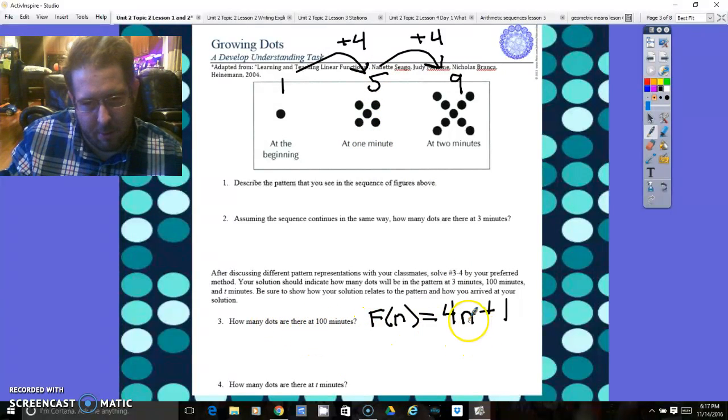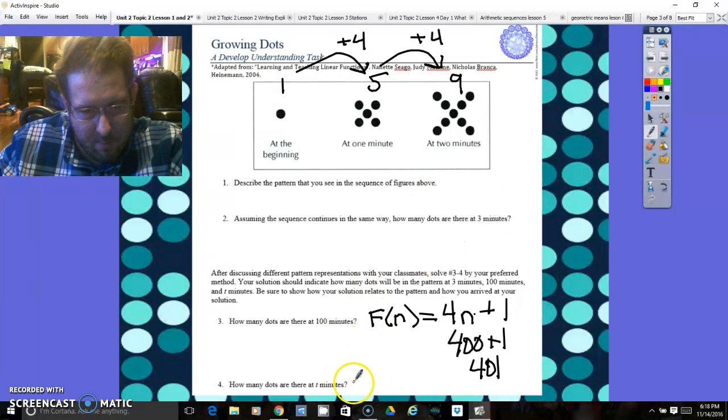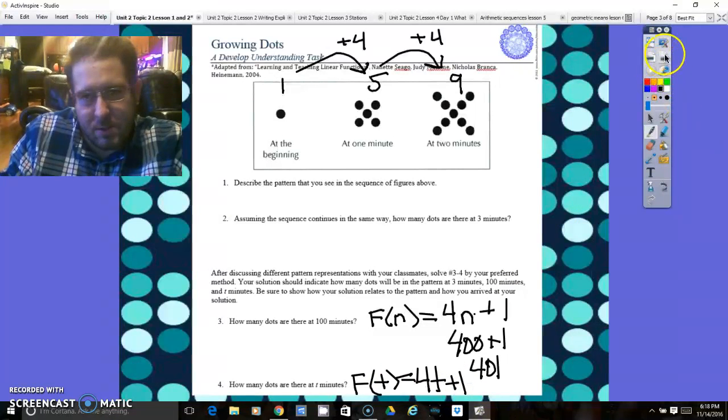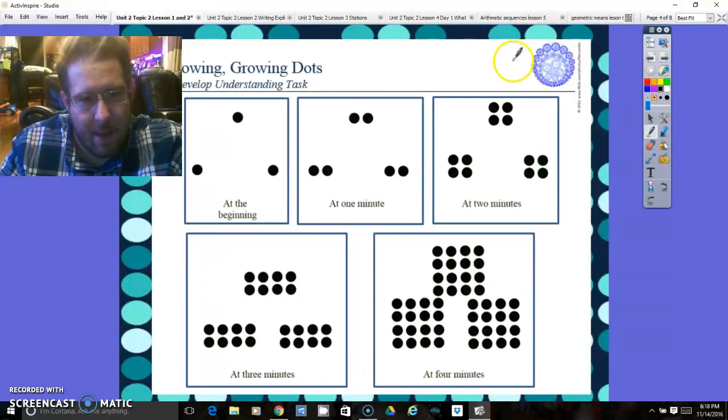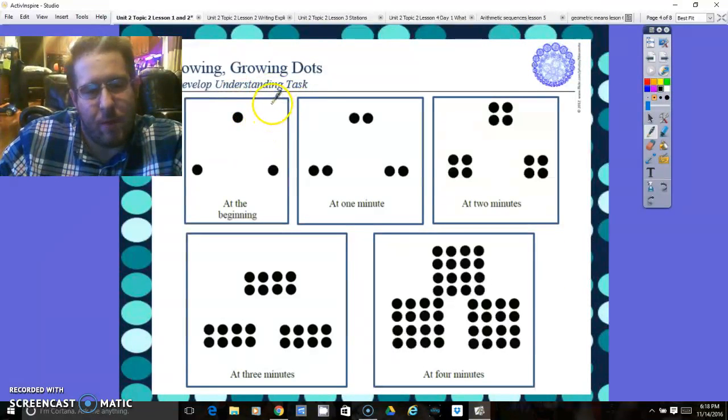So if I put 100 in for n, 4 times 100 is 400. 400 plus 1 makes 401. How many dots after t minutes? Well, I've already done this, so f of t is equal to 4 times t plus 1. All right, so that's an arithmetic sequence, common difference. This is going to have a common ratio. The difference is basically that a ratio means it's multiplying, a geometric sequence, and a common difference means it's adding.